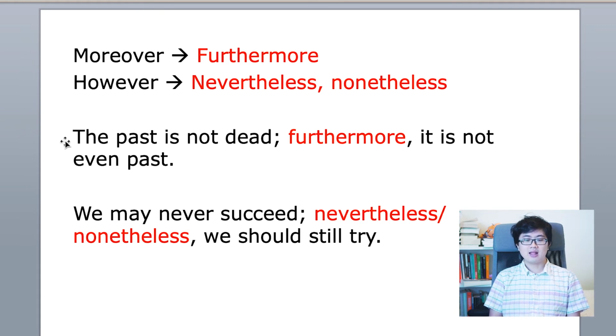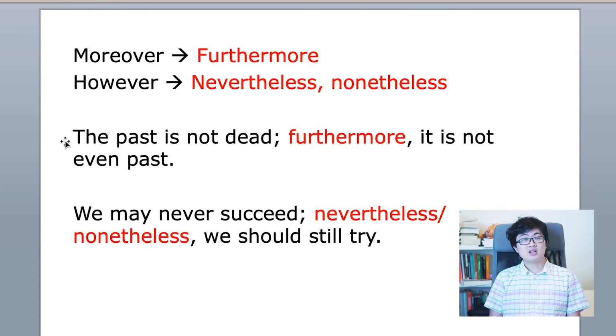For example, the past is not dead. Furthermore, it is not even past. This is a quotation I modified from William Faulkner. And then the next one, we may never succeed. Nevertheless or nonetheless, we should still try.